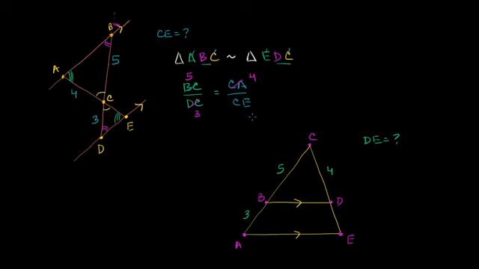And now we can just solve for CE. There are multiple ways you could think about this. You could cross multiply, which is really just multiplying both sides by both denominators. So you get 5 times the length of CE is equal to 3 times 4, which is 12. Then CE is equal to 12 over 5, which is the same thing as 2 and 2/5, or 2.4. And we're done. We were able to use similarity to figure out this side, just knowing that the ratio between the corresponding sides is going to be the same.